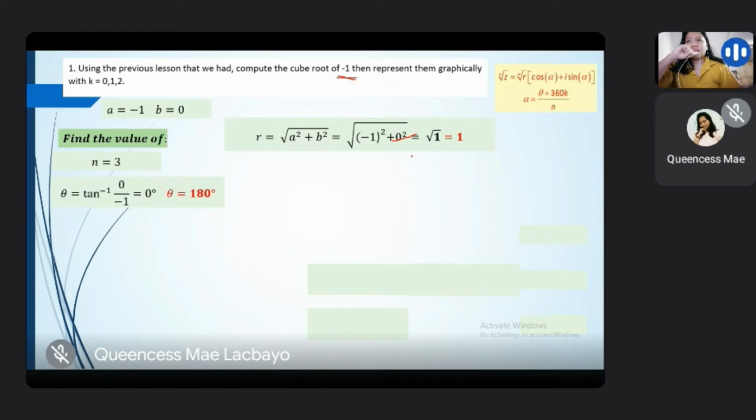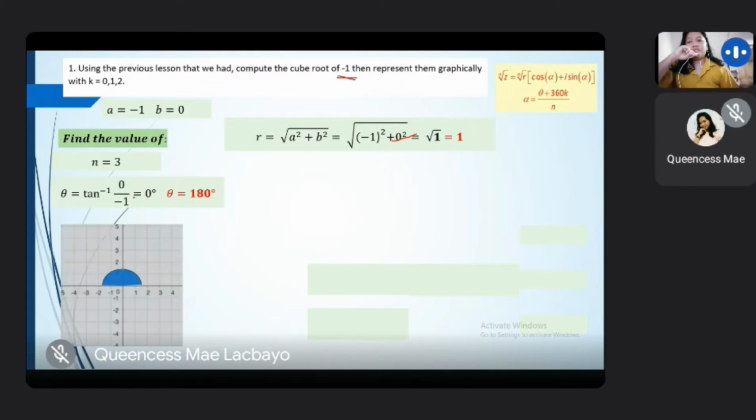And then the theta, the formula for theta is arctan b over a. So our b is 0 and our a is -1. If we calculate this, arctan 0 over -1, we will have 0 degrees. But in this case, we will not use 0 degrees. We will first identify it in the graph.